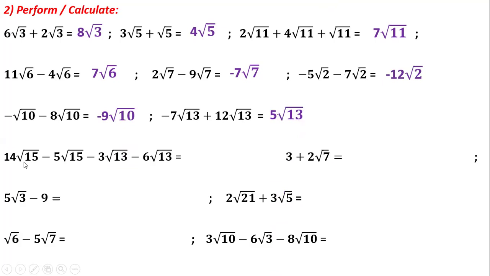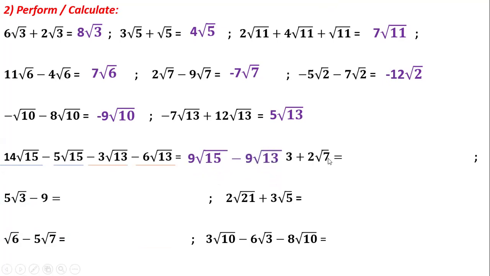Now we have 14 radical 15 minus 5 radical 15 minus 3 radical 13 minus 6 radical 13. We cannot add radical 15 with radical 13. We can add radical 15 with radical 15, so we take the first two radicals. 14 minus 5 is 9, and we keep radical 15 as it is, so it's 9 radical 15. Minus 3 radical 13 minus 6 radical 13, we do them together: minus 3 minus 6 is minus 9 radical 13.